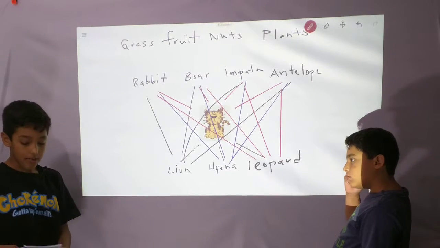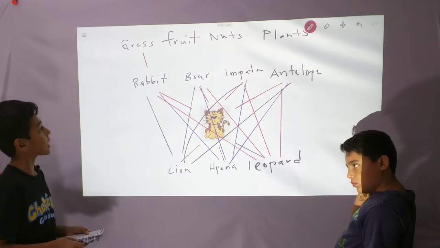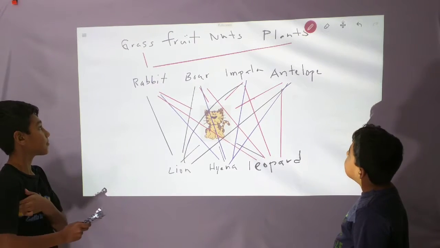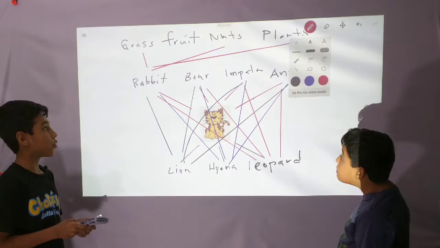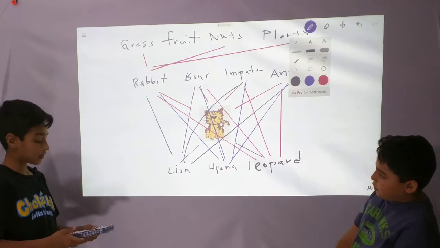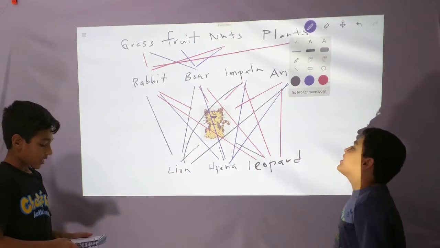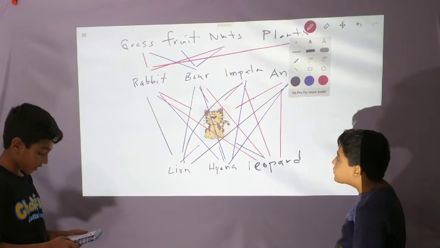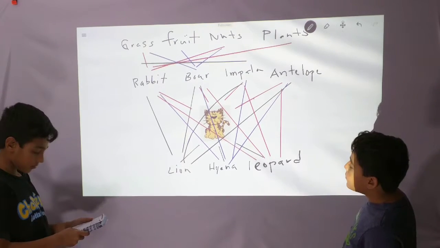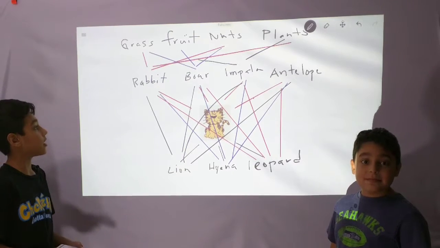And then these ones, they eat rabbits, eat grass, plants, and nuts. Now boars, secondly, eat nuts, fruits, and grass. Now impalas eat grass and plants, and antelopes eat grass and plants also.